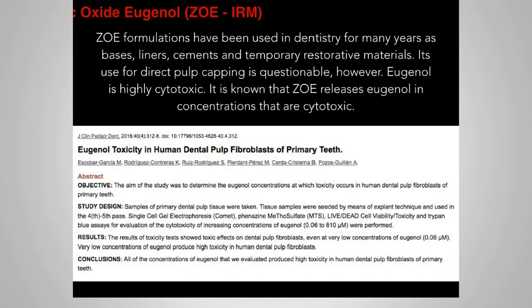Because here, as you see, the conclusion was all the concentrations of eugenol that they evaluated produced high toxicity in human dental pulp fibroblasts in primary teeth. All right, this is it. It's going to whack at it, and you're going to wind up with a situation, maybe not immediately, but somewhere down the road.